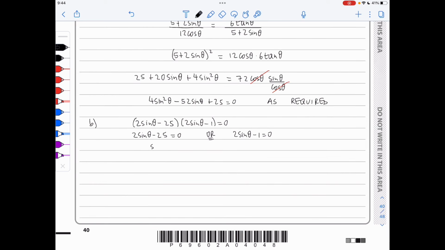So we've got that sine of theta is 25 over 2. Obviously, this is not valid. We reject this because we know that sine theta is between minus 1 and 1. But on the other hand, we've got sine theta is a half. So we can say that theta is inverse sine of a half, which is pi over 6. However, we need to take into account that theta is obtuse. Since theta is obtuse, then we've got that theta is pi minus pi over 6, which gives me an answer of 5 pi over 6.